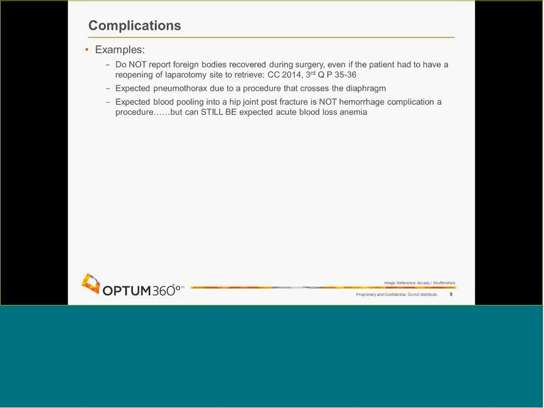Here is expected blood pooling into a joint, such as a fracture patient, or you could have a lot of expected blood loss with a cardiac patient as well. That's expected. You can call it expected acute blood loss anemia. There's no surgical misadventure indicated there. If you wrote intraoperative hemorrhage or postoperative hemorrhage, there would be a surgical misadventure type of code added. But for standard acute blood loss anemia, there's not one. So there's absolutely no reason not to report it in the case, especially if it requires treatment.